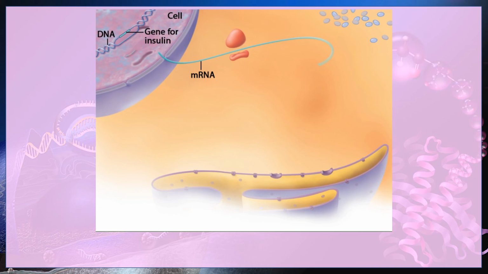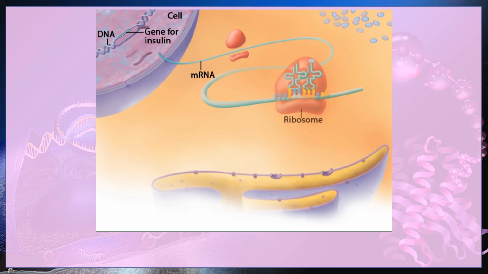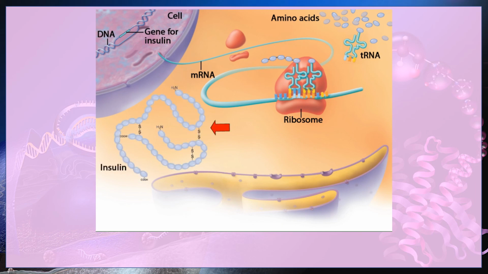In step 3, the mRNA finds a ribosome. The ribosome will be able to read the directions and begin adding on the correct amino acids in the order specified. One by one, the amino acids get linked together, like beads being added to a string. Once the ribosome comes to the end of the mRNA directions, the protein has been made. The insulin is ready to be folded into its correct shape and then sent out into the bloodstream to do its job.